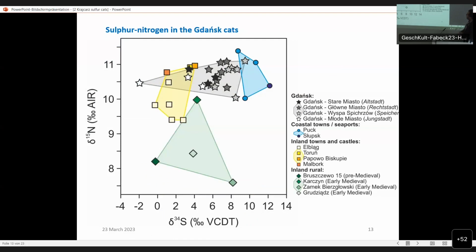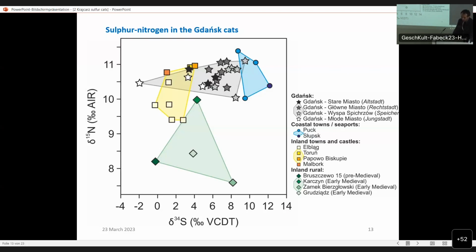Different shades of the stars are these different towns. First, we can see that these white stars are quite distant from all the other ones. White stars are the so-called Jungstadt, or Young City, which was not a port, but the town of craftsmen. So here we can see some explanation for these cats being so distant from what we would expect from cats relying on marine food, which would be somewhere in the upper right corner.